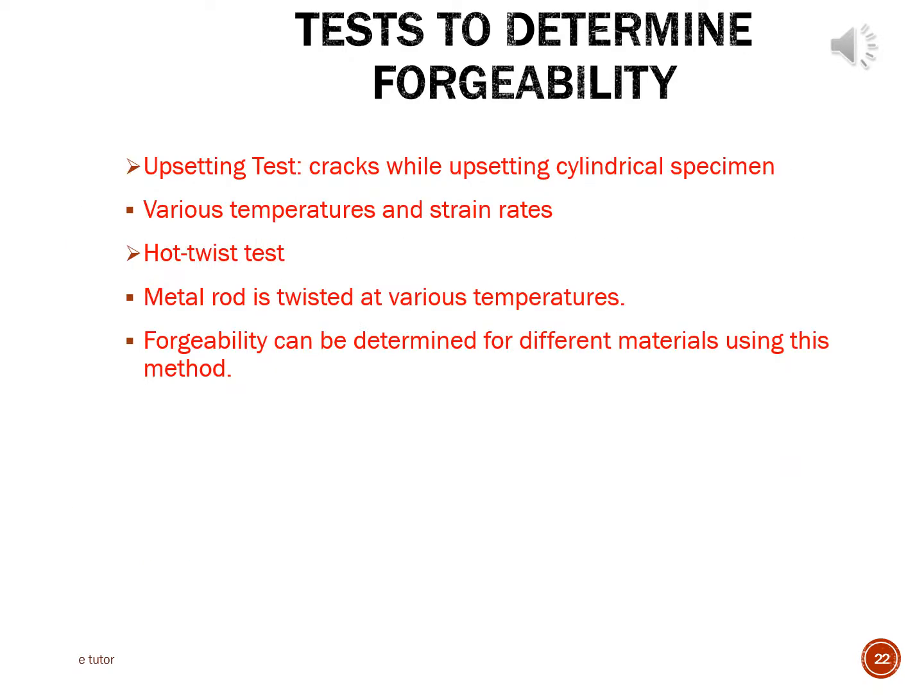Here are some of the tests to determine the forgeability. First is the upsetting test and second is the hot twist test. In the upsetting test, upsetting operations are done at various temperatures and strain rates. In the hot twist test, a metal rod is twisted at various temperatures.